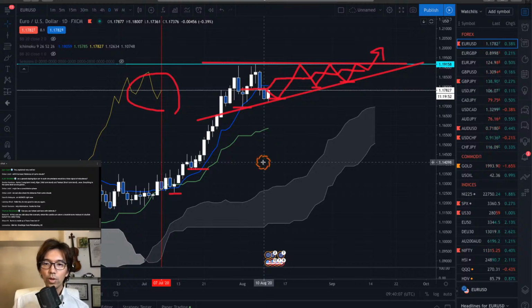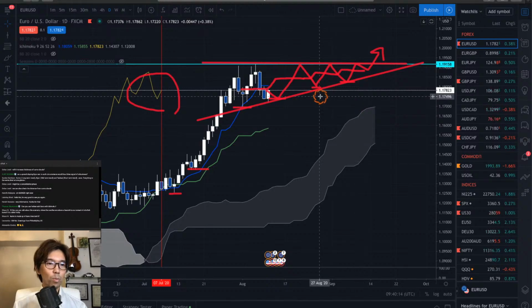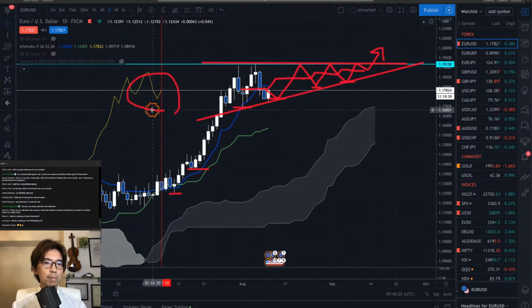Alright, Encore says we can also check the distance from the Kumo cloud. Right, the candlestick to Kumo distance is important, and the Chikou span to candles distance is also important. And now I can see that the gap is quite wide in between, so to me this is still an uptrend.